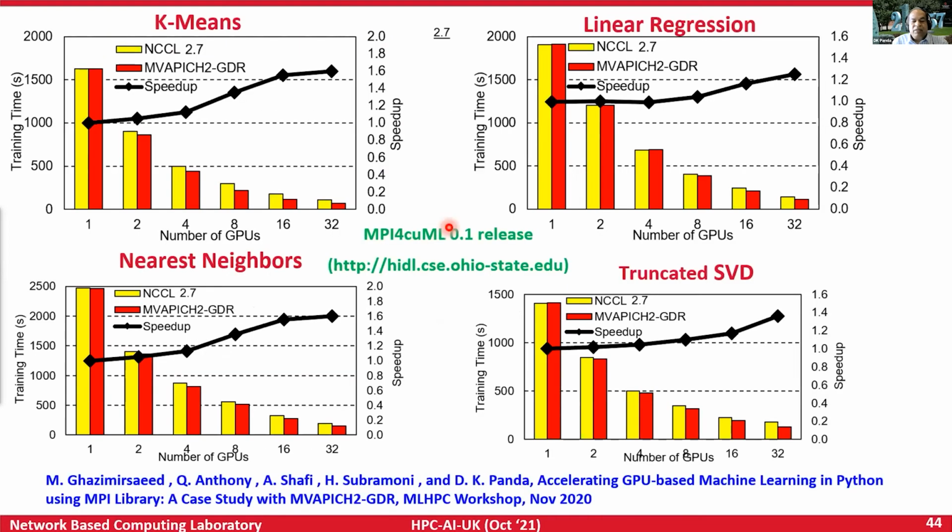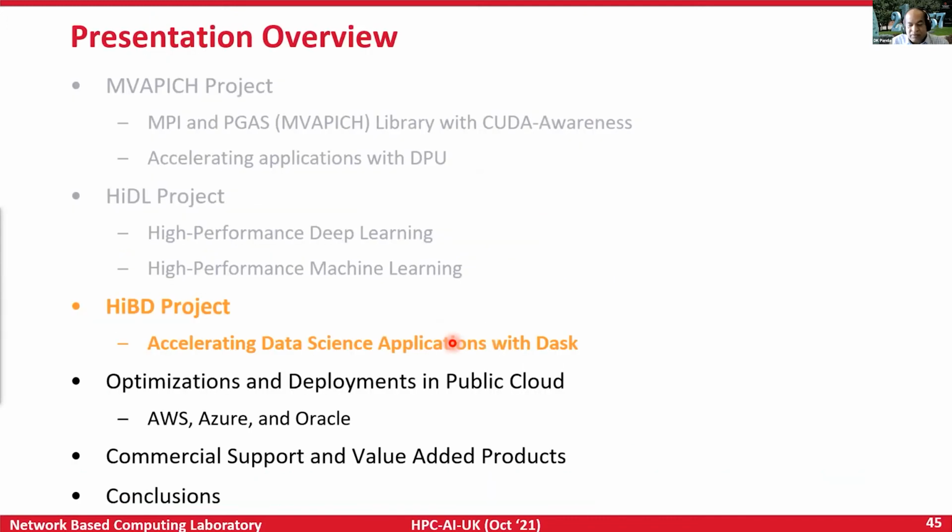Now, these are some of the standard benchmarks in the machine learning domain: K-means, linear regression, nearest neighbors, truncated SVD. We presented this at the ML-HPC workshop last year. And compared to the NCCL solution, you can see we are able to give benefits of almost a factor of 1.6, 1.4. So your machine learning applications can run much faster.